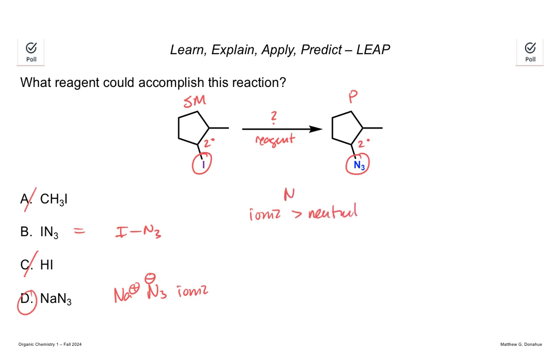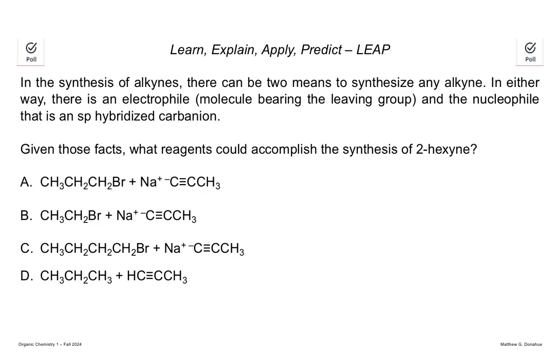So in terms of the nucleophile strength, ionic is always greater than the neutral compound. And on Wednesday, we finished up with showing that carbon anions, so carbanions, can be nucleophiles as well. And one of them is based off alkynes.